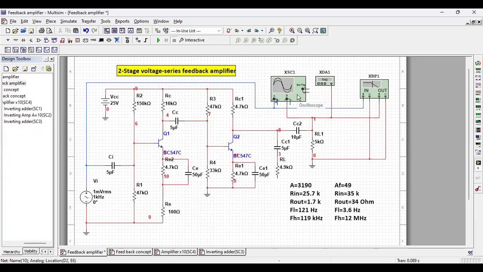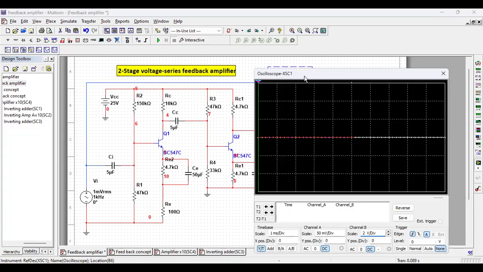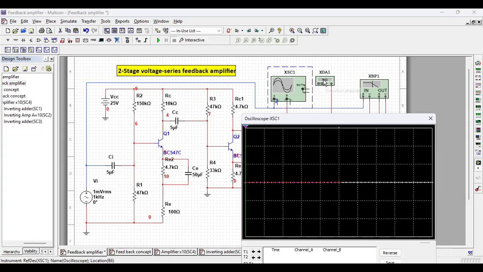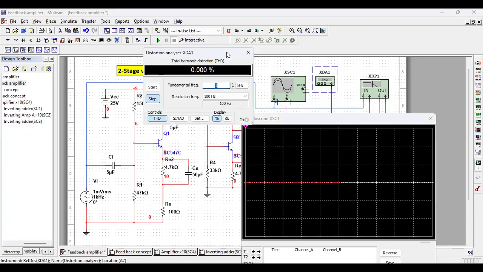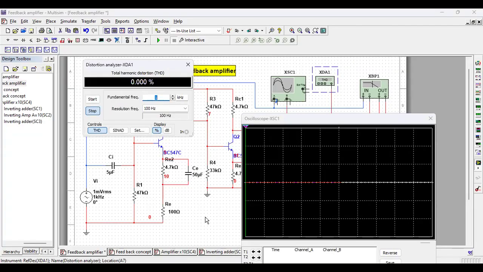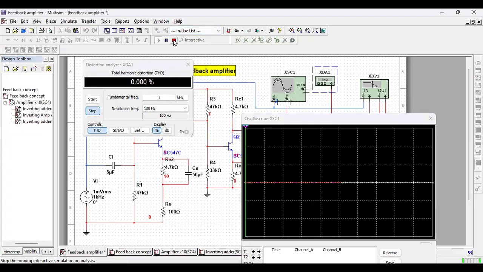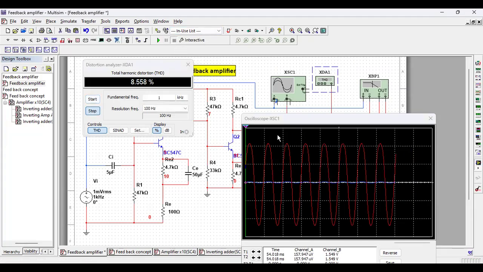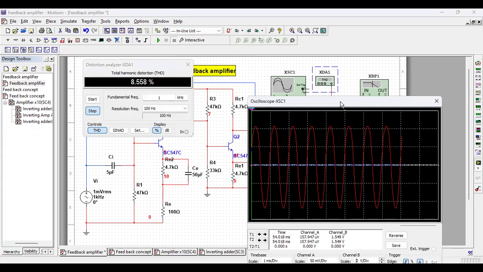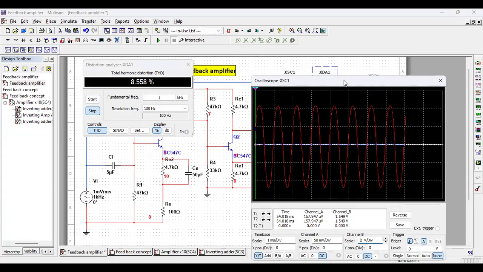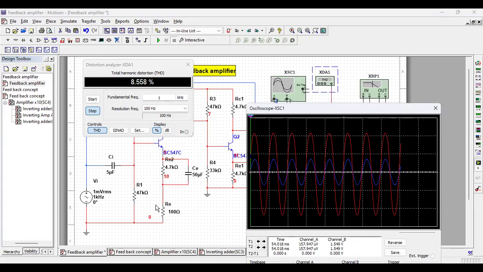So this is the oscilloscope, we need to see the waveform. This is the distortion analyzer. As I said, we must always check that the distortion is not very high, and we run it. This is the output, right? Red line is the output, blue line is the input, but it is so low that you cannot see it. There is the input blue line. This is so low, you cannot see it.